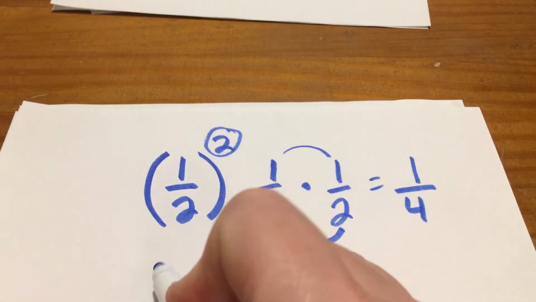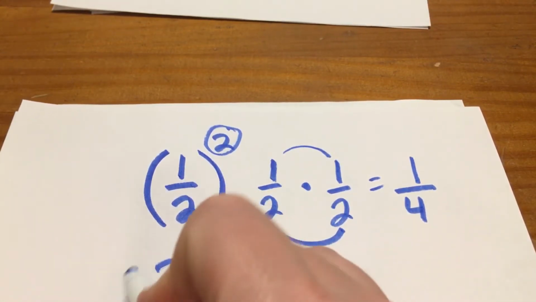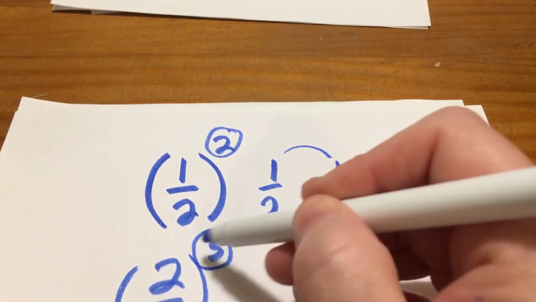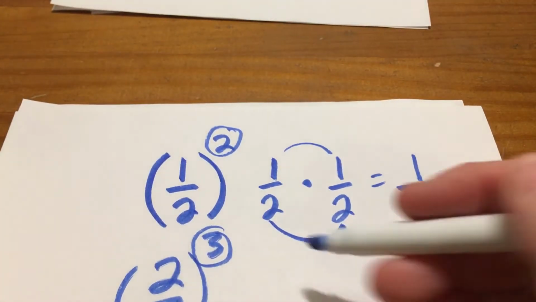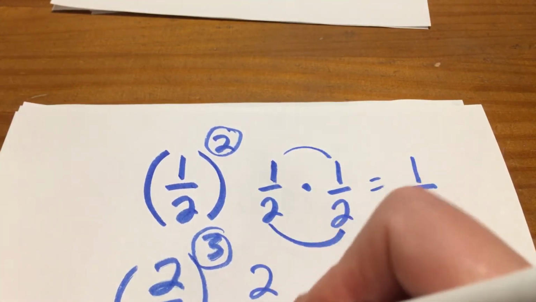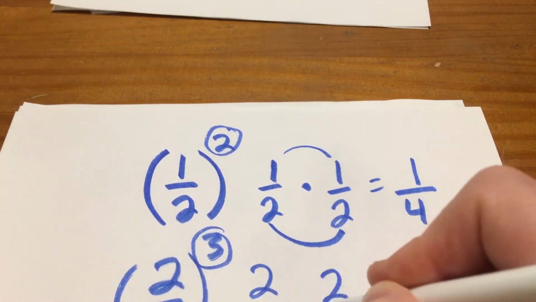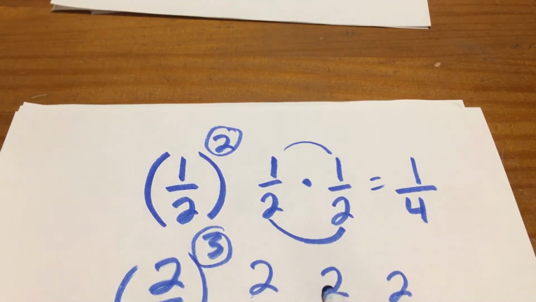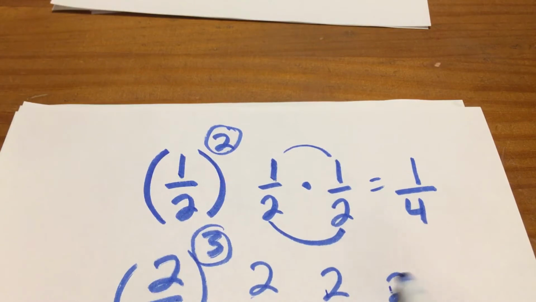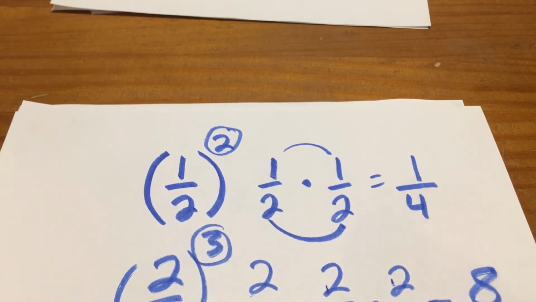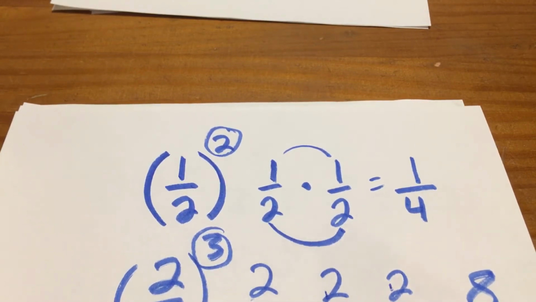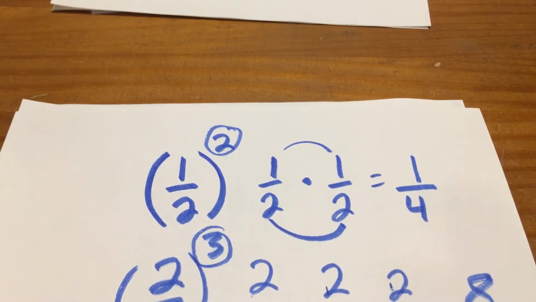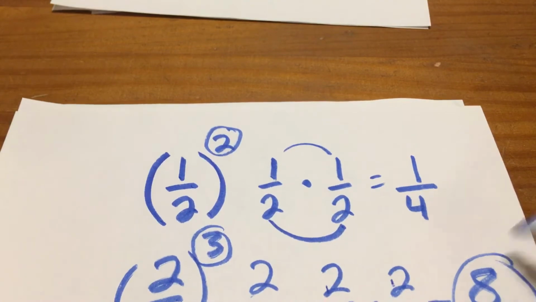Let's do another one. 2 over 5 to the 3rd power. This 3 tells you that you're going to multiply 2/5 3 times. 2 over 5 times 2 over 5 times 2 over 5. 2 times 2 is 4. 4 times 2 is 8. 5 times 5 is 25. 25 times 5 is 125. That's your answer.